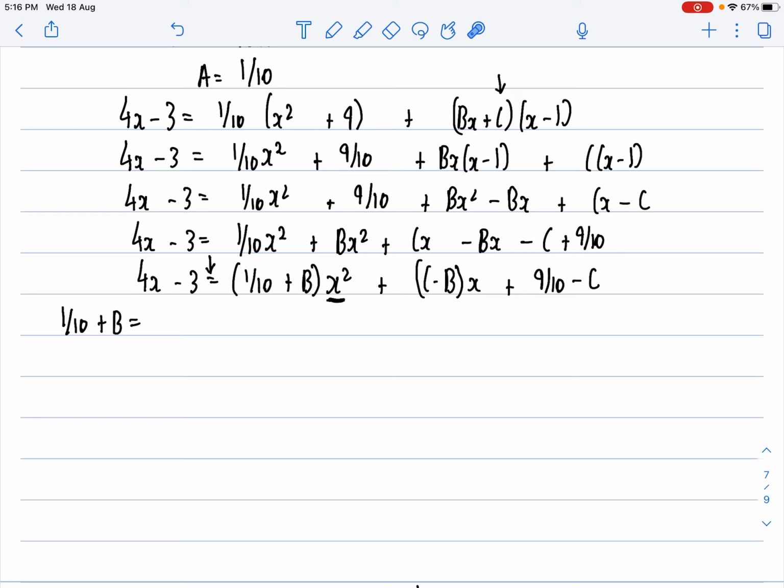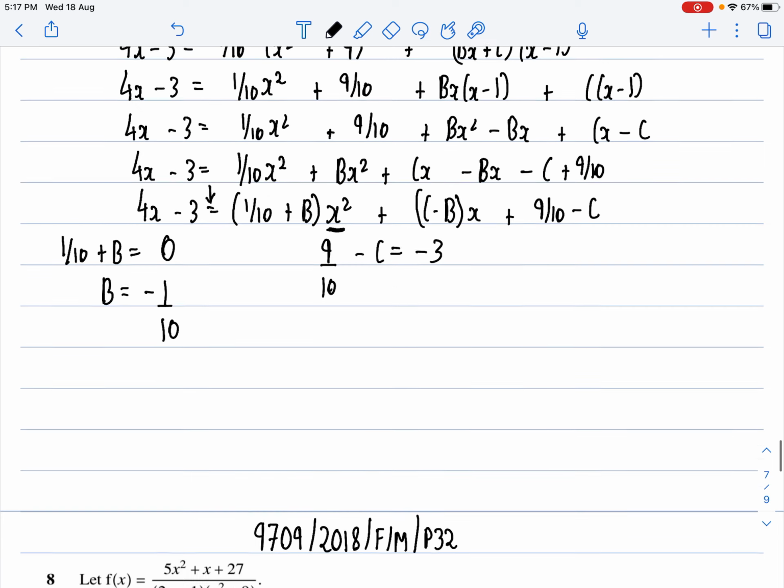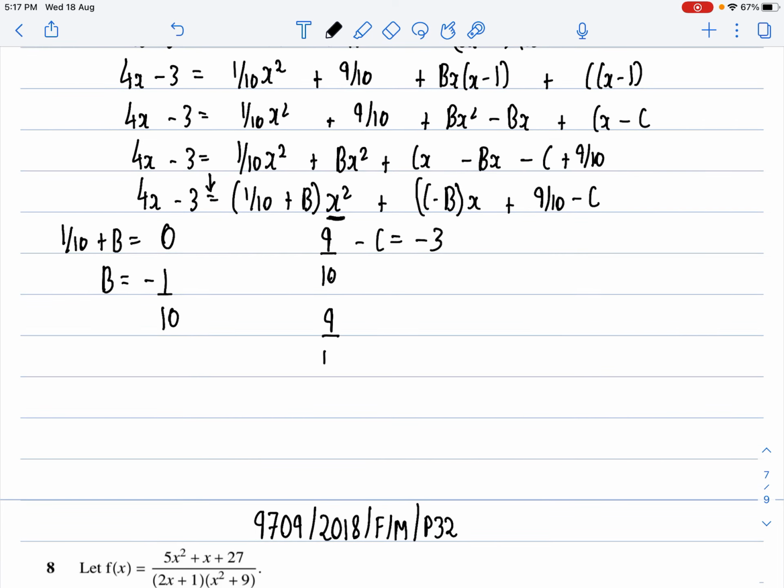Here, as you can see, there's no coefficient of x square, so you equate it to 0. So you basically get your b here as minus 1 by 10. Correct? Now, you know that this thing on the right-hand side is the constant. So you write 9 over 10 minus c and equate it to the constant on the left-hand side, which is minus 3. So you write minus 3. Now you can write this as 9 over 10 plus 3, which is equal to c.